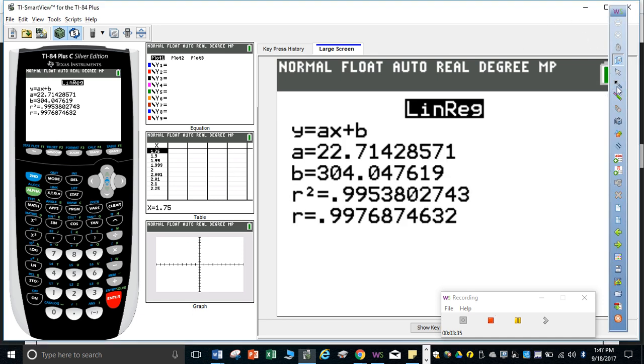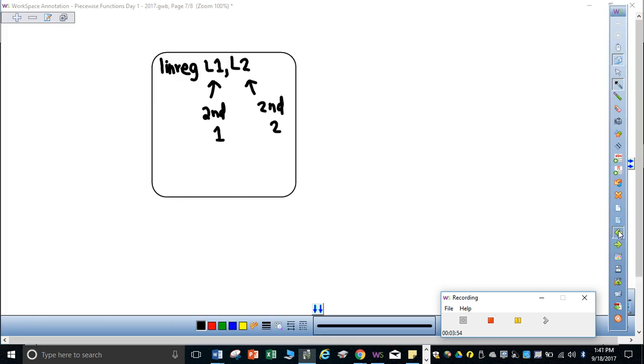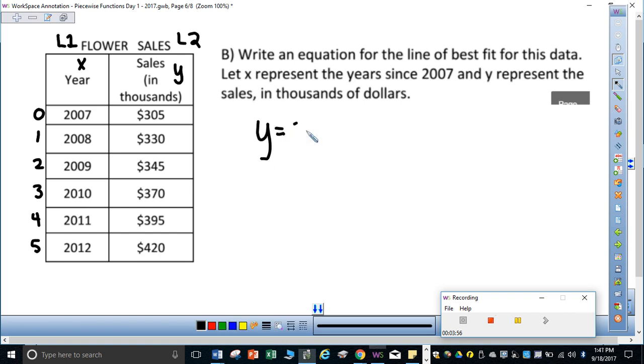And here we have the equation for our line. So we're given our slope, that's A, our y-intercept is B. So we can write down our equation is 22.7x, and we can maybe round that to 304 for our y value. So 22.7x plus 304.